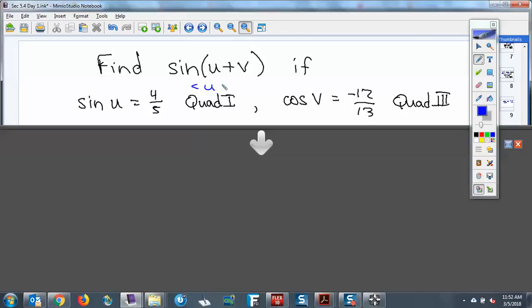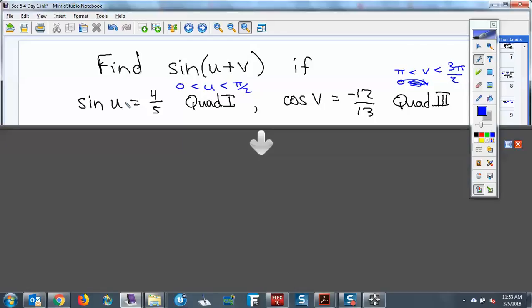You might be given it this way: they might say that u is between 0 and pi halves. So they're telling you it's in quadrant 1. Okay? And cosine of v is negative 12/13. Now those aren't special values where we know what those angles would be. And they say quadrant 3. Or they might have said v is between pi and 3 pi halves. Okay?